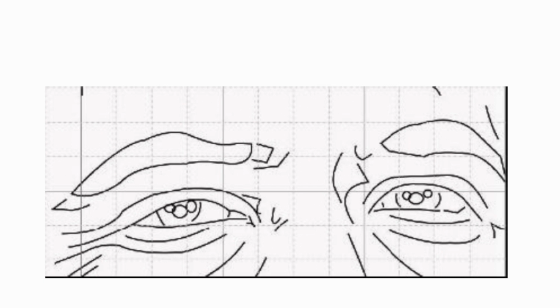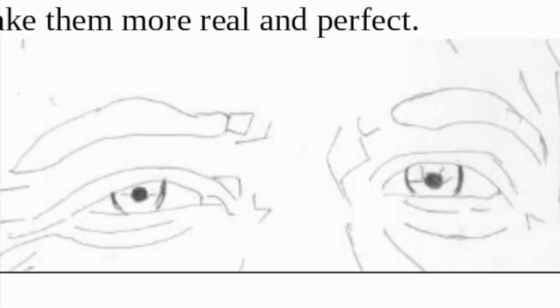Start with the pupil, the inside circle of the eye, the one in the middle. Shade it in with 6B, since it is the darkest. Also apply 6B lightly around the iris, the circular structure next to the pupil which is responsible for controlling the pupil. Use your circle templates when adjusting the outline of the pupil and iris, to make them more real and perfect.